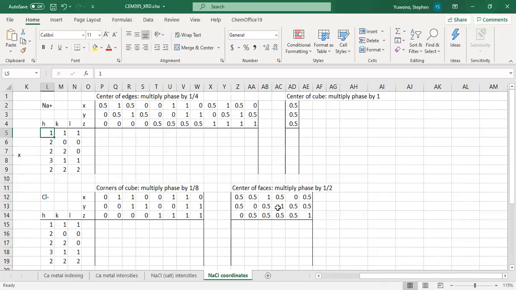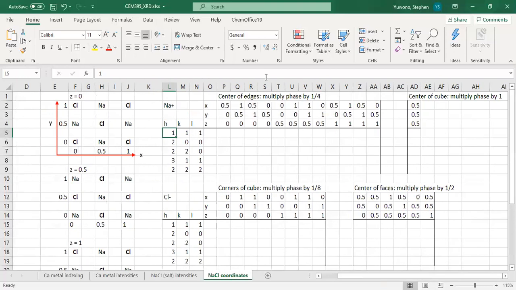So for example, here, these are the center of the edges. Here I have z equals 0. That means I'm looking at this one. And I have my sodium, which is going to be this one, 0.5, 0, 0. And I will have this one, 1, 0.5, 0. And then I'm just going counterclockwise, 0.5, 1, 0, and then x, 0, 0.5, z, 0, right?